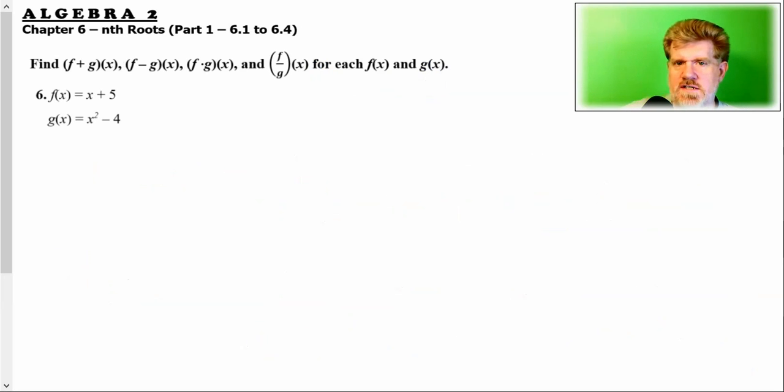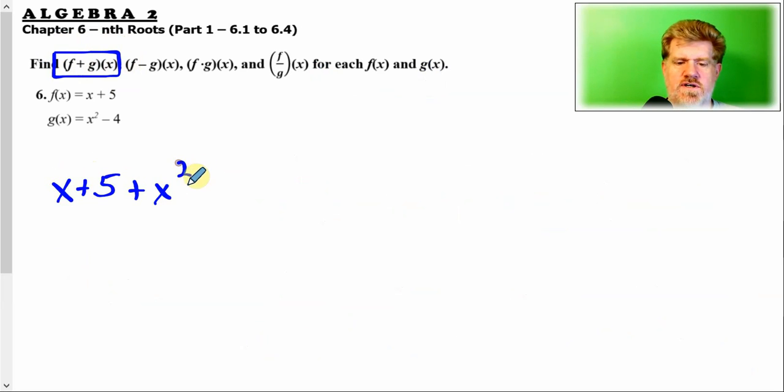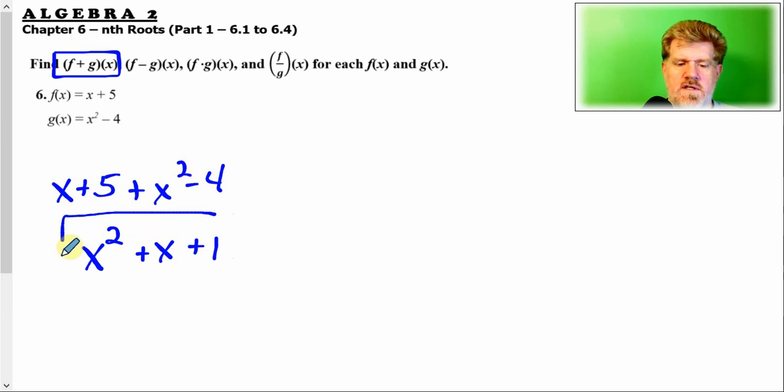Now these are not composite functions. We are just putting operations on them. We're going to first do f plus g. I'm just going to take x plus 5 and add it to x squared minus 4. That's it. Combine what I can. We'll put the x squared first, then we'll put the x. 5 minus 4 is 1. This is f plus g.